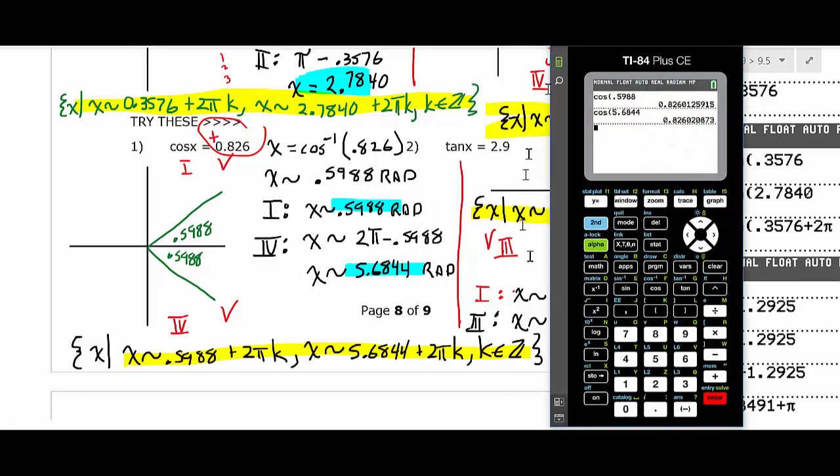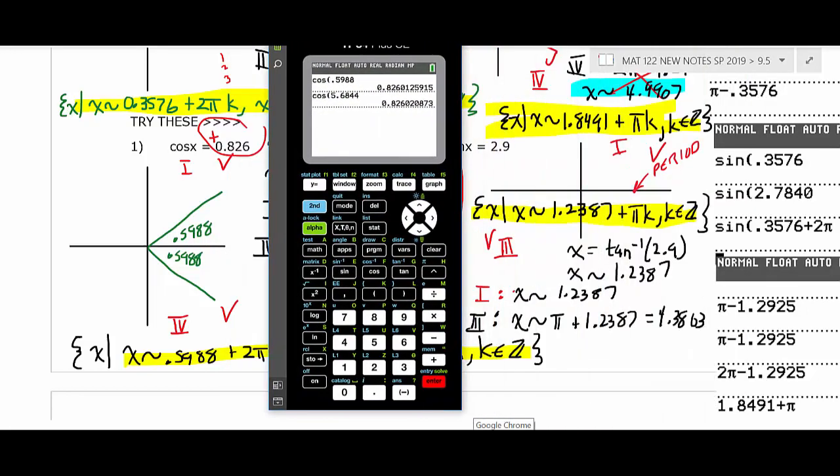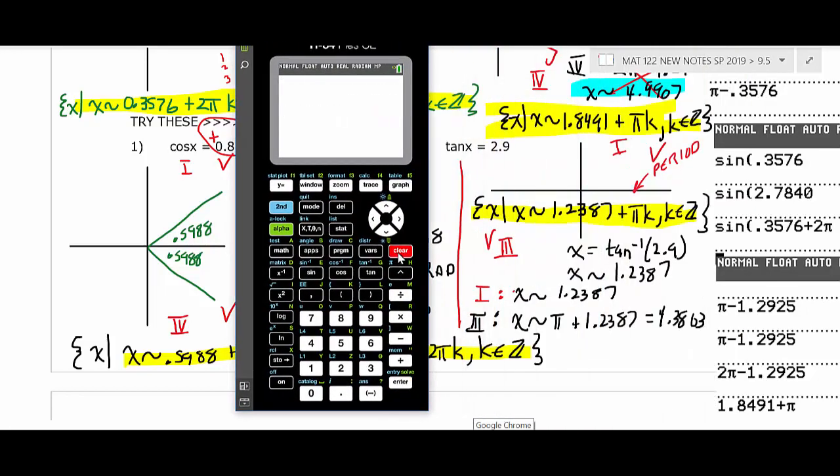I want to show you a couple of things on this, just to remind you. You can check on your calculator very easily. You just take the tangent of your first answer, 1.2387, and notice you'll get about... I put the wrong thing in. Okay, so let's do tangent of 1.2387, and you get about 2.9.